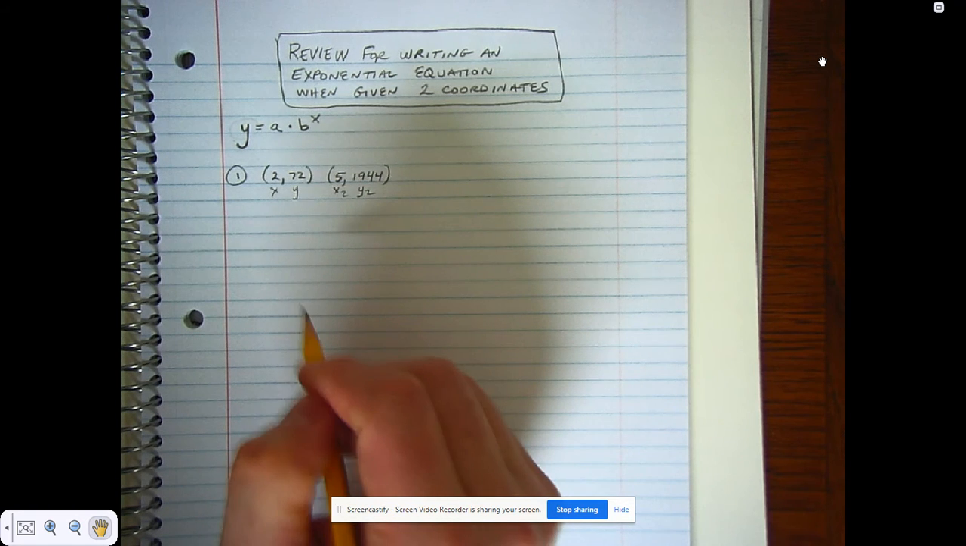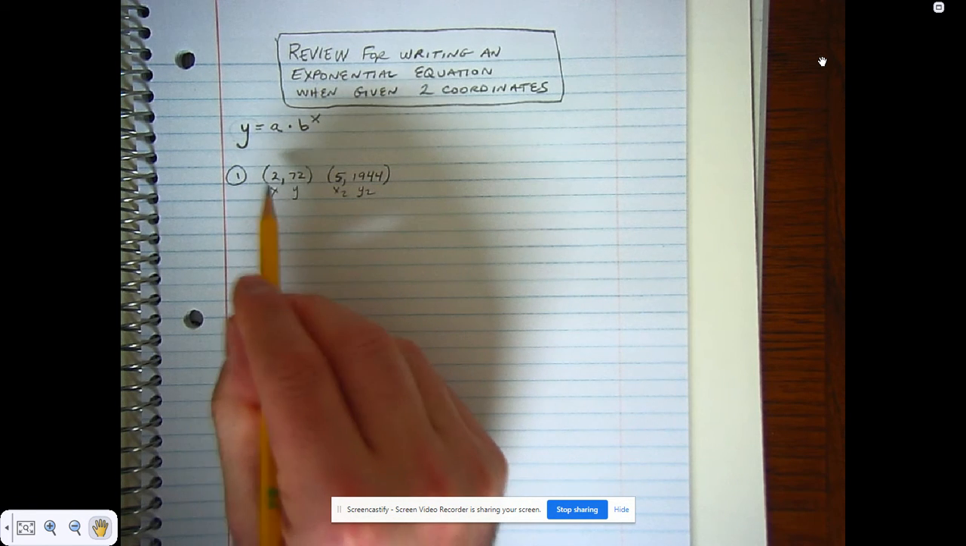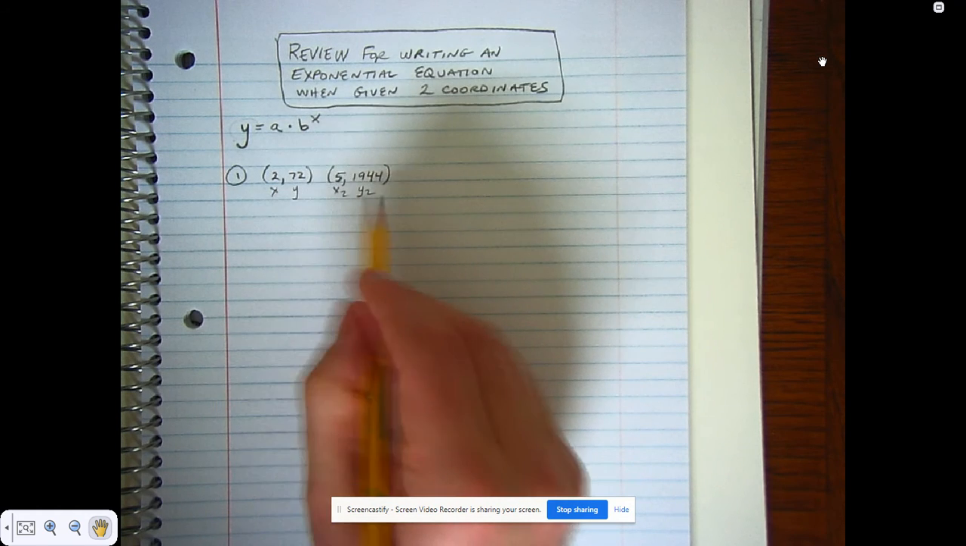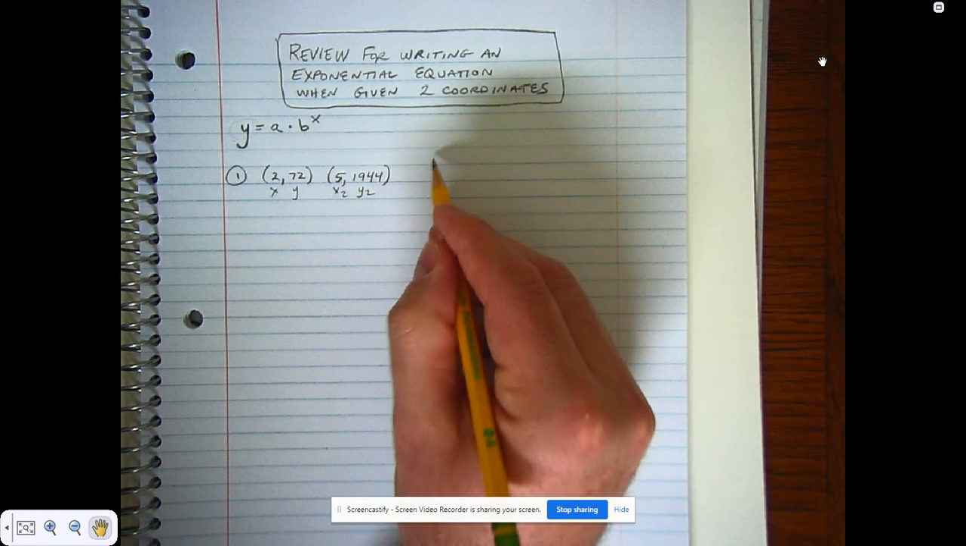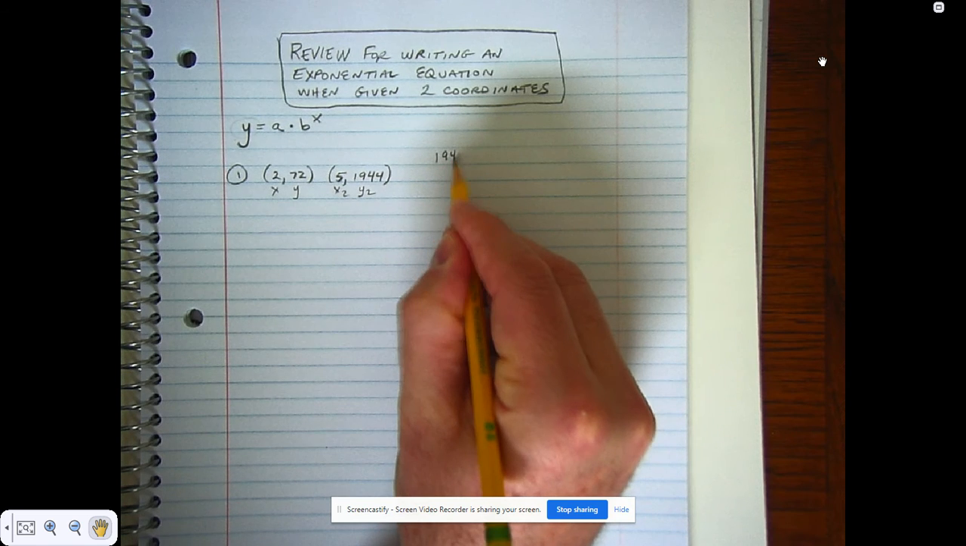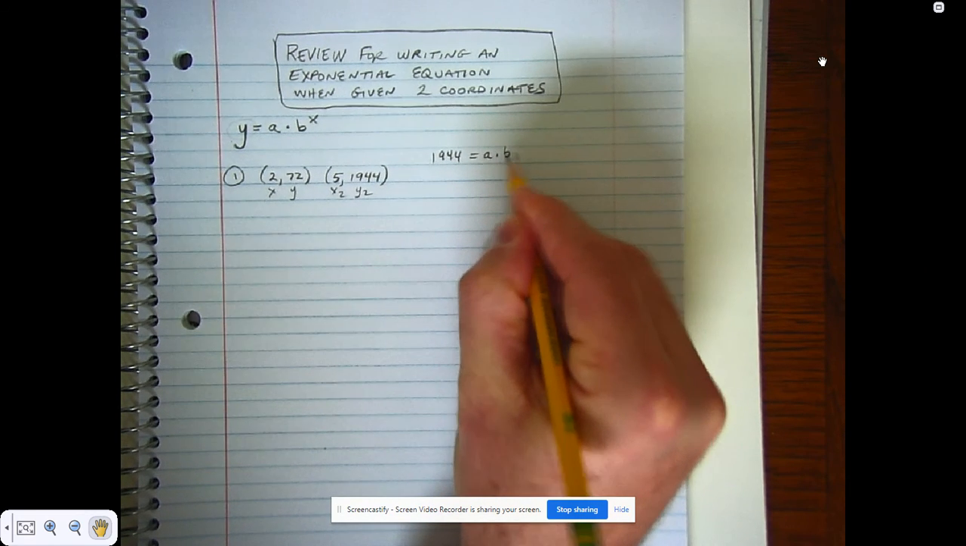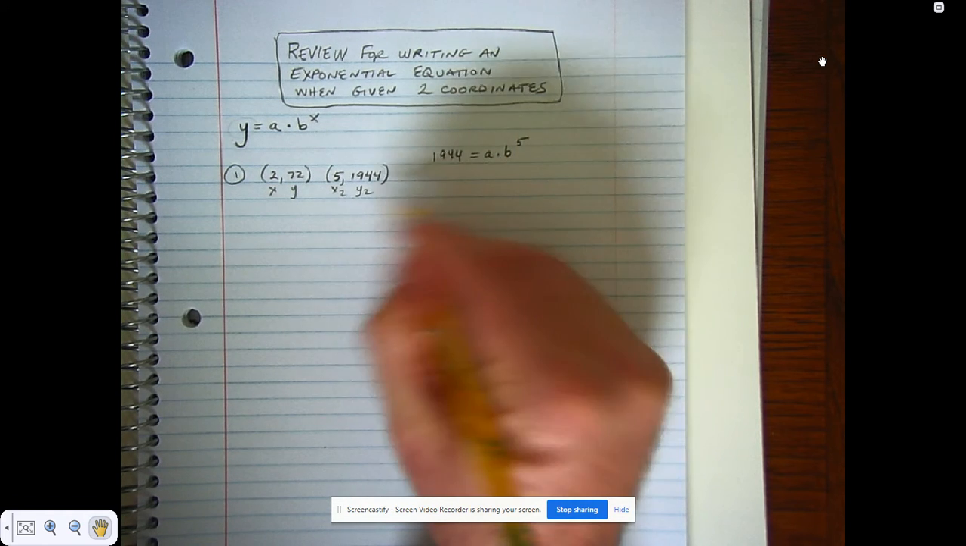So what I would do first is plug in the x and y values into the equation. And if I have a choice, I like to choose the bigger y value to put on top. So I would put the 1944 in for the y in y equals a times b to the x. In this case, x is 5.